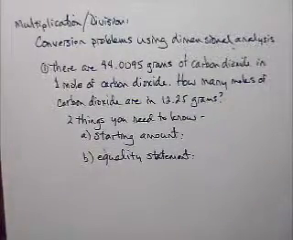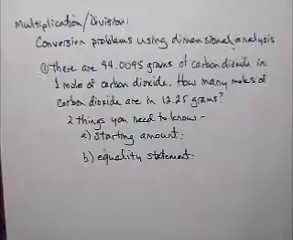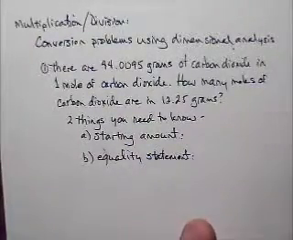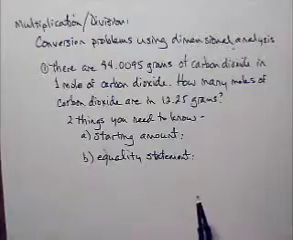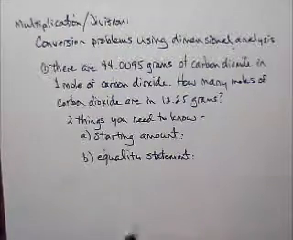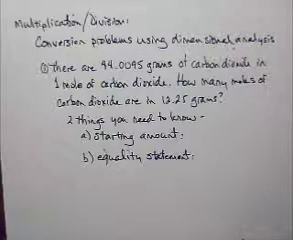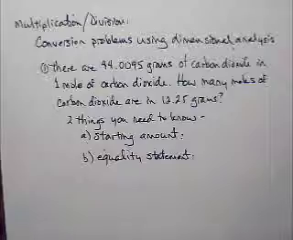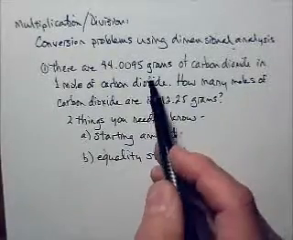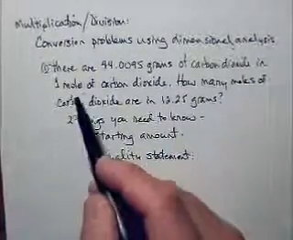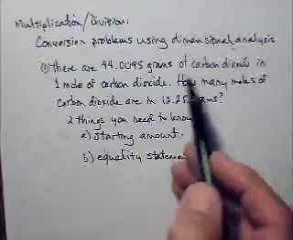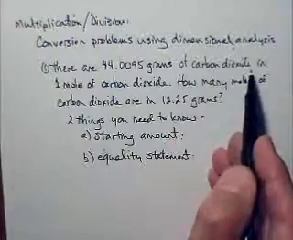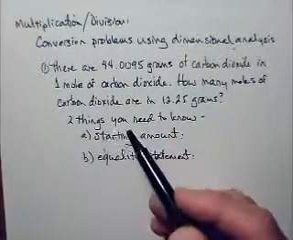Would anyone like to volunteer to tell me either one of those two, either the starting amount or the equality statement? The equality statement is what information in the problem tells you two things are equal. Yeah. Okay, what do you think the equality statement is? 44.0095 grams of carbon dioxide equals 1 mole of carbon dioxide. Okay, it tells you that, doesn't it? It says that there are 44.0095 grams of carbon dioxide in a mole, and that means they're equal. Yes?